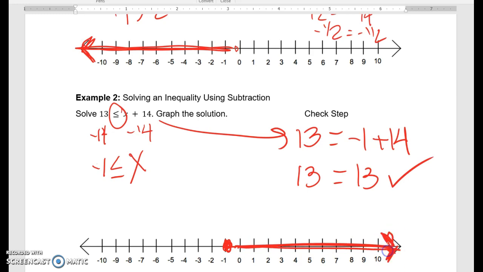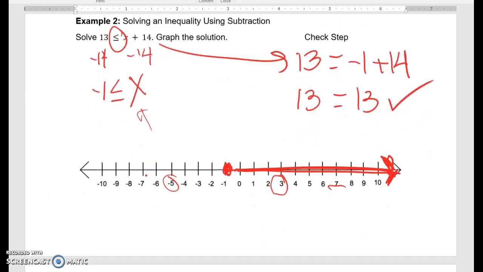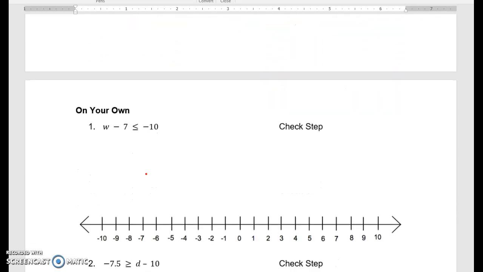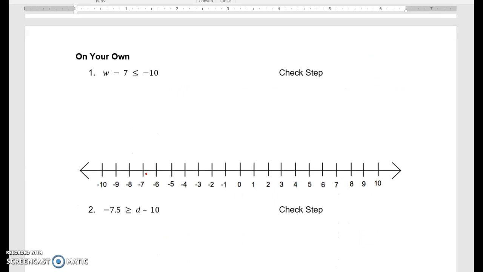If you are ever unsure as to what direction you are shading in, you could see, what number could I put in for x that would make it a true statement? So for example, 3 is greater than -1. 7 is greater than -1. -5 is not greater than -1. So you can try plugging in numbers if you're ever confused on how to put it in. Okay, so the next few you're going to do on your own. Hit the pause button, and then resume after you have completed it.